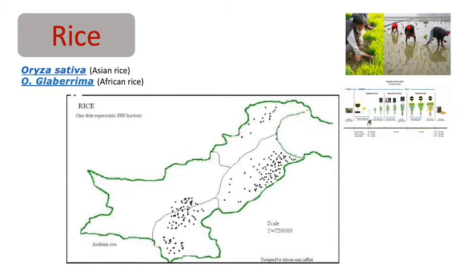In our country, like wheat, rice is not cultivated in all parts of the country. 90% of the area under cultivation is in the provinces of Punjab and Sindh. In the province of Punjab, the area under rice cultivation is increasing, whereas there is a decrease in the area under rice cultivation in the province of Sindh.